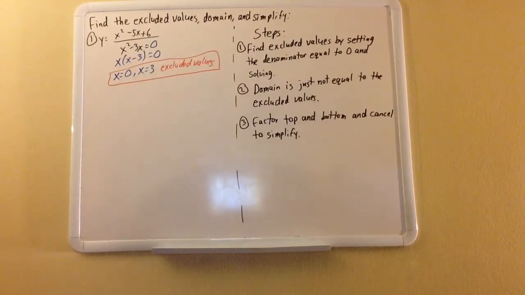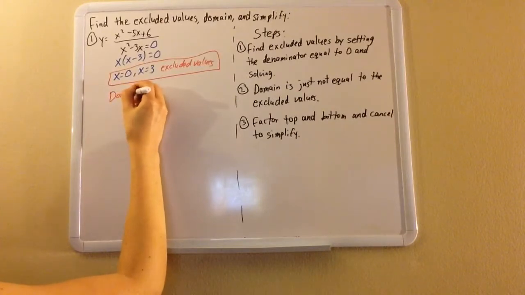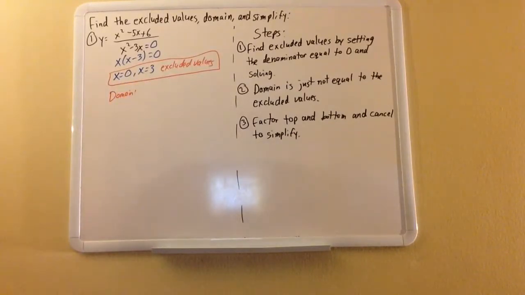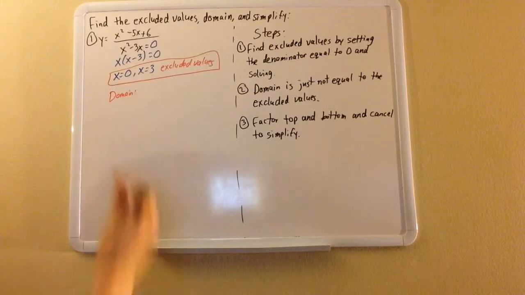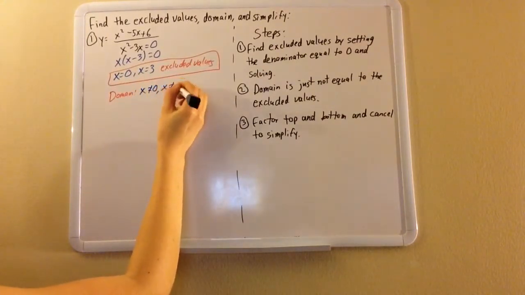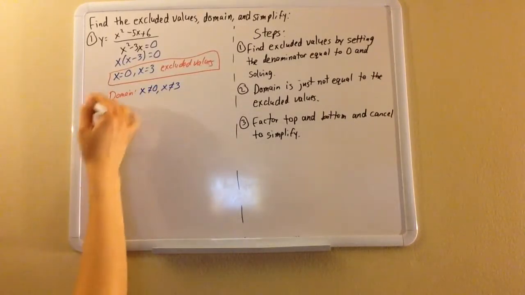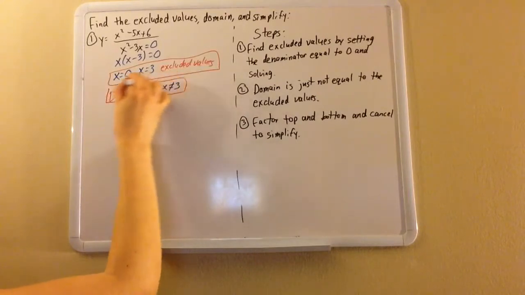Okay, next we're going to find the domain. So the domain is just pretty much the opposite of the excluded values in the sense that, remember, we're trying to exclude these values. So those two values are not going to be in the domain. So the domain is just not equal to those numbers. So I have x is not equal to 0 and x is not equal to 3. So really, the domain includes everything except just those two numbers.